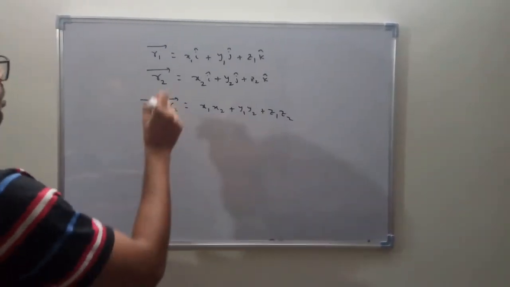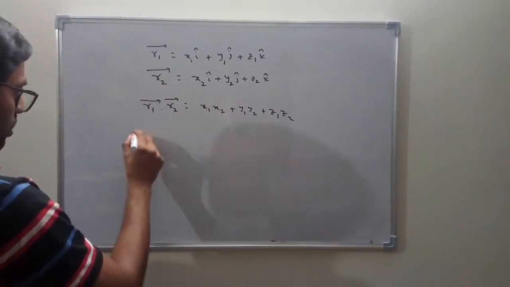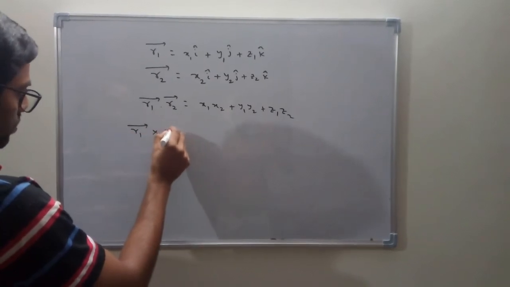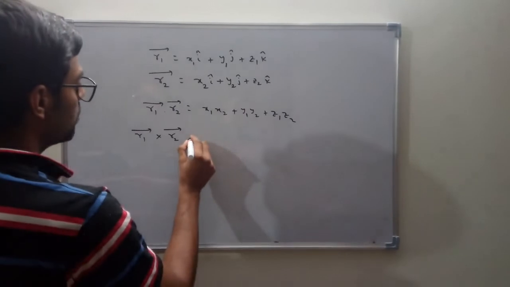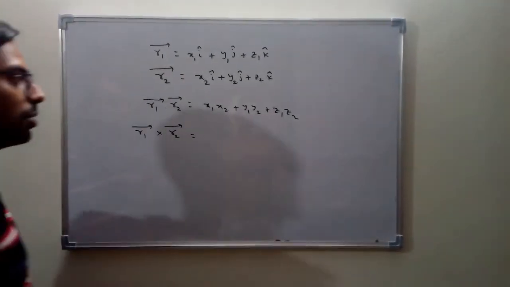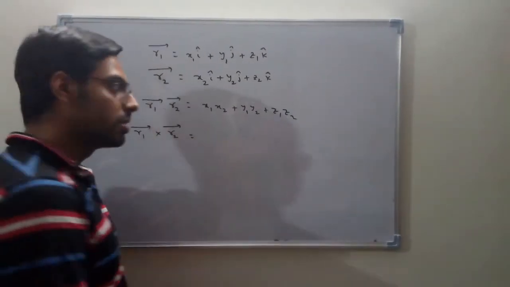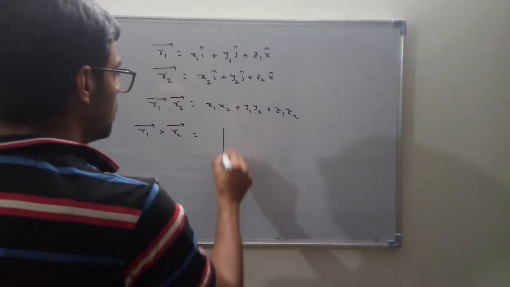This result we have obtained by using the properties of the dot product, as I have discussed earlier. Again, if we have to find the cross product between r1 and r2, you should know this: the technique is to find it by using the determinant method. What is the determinant method?